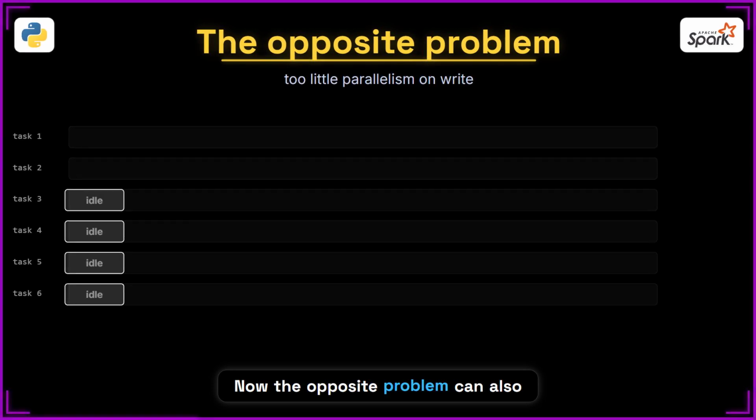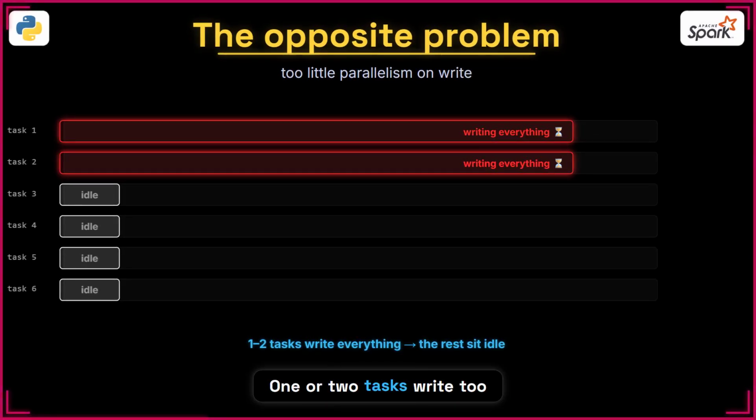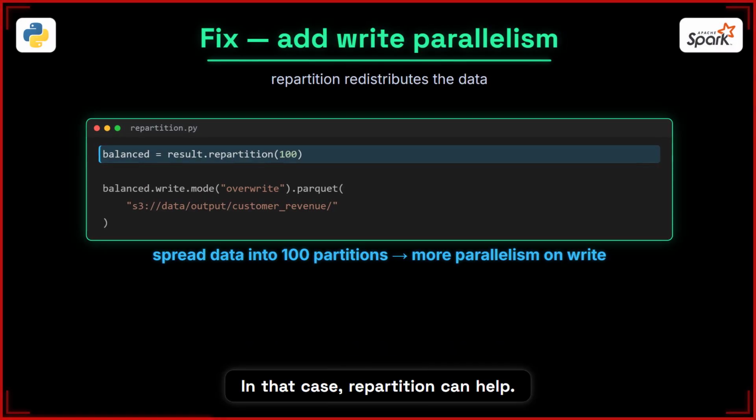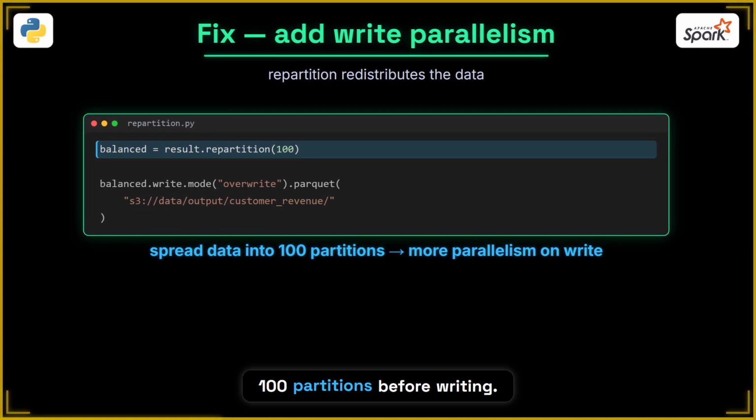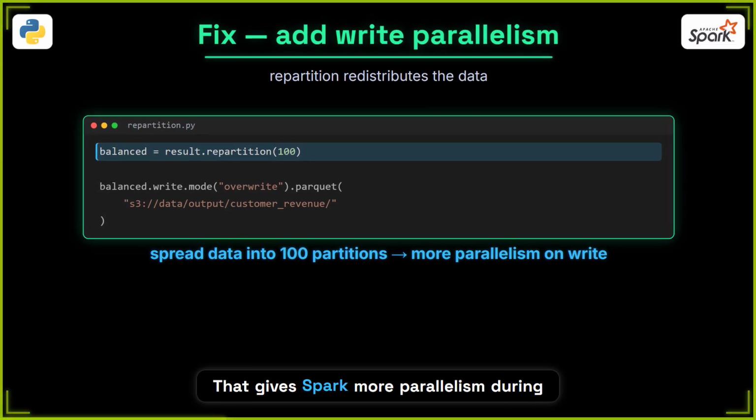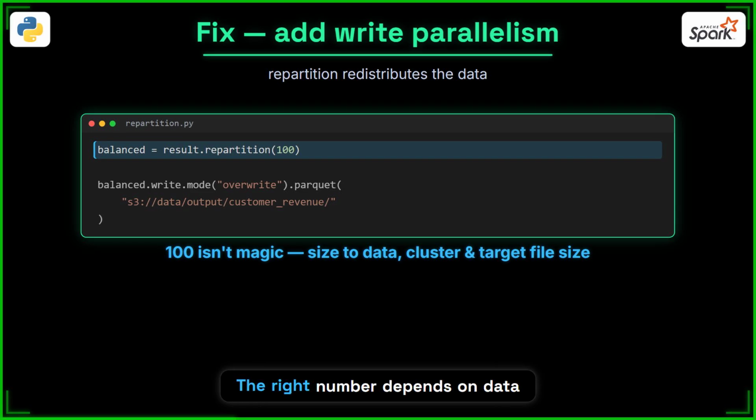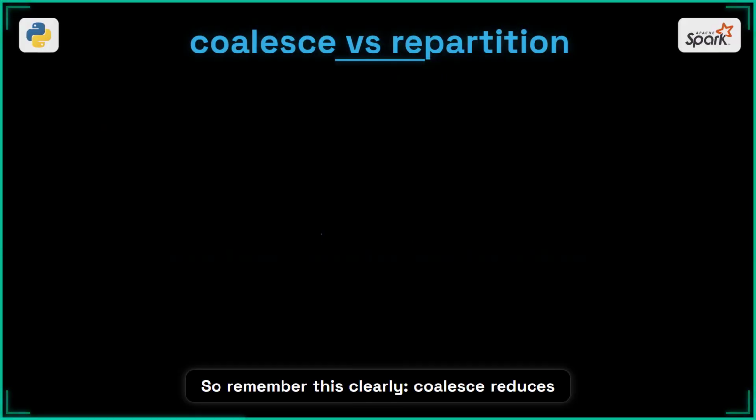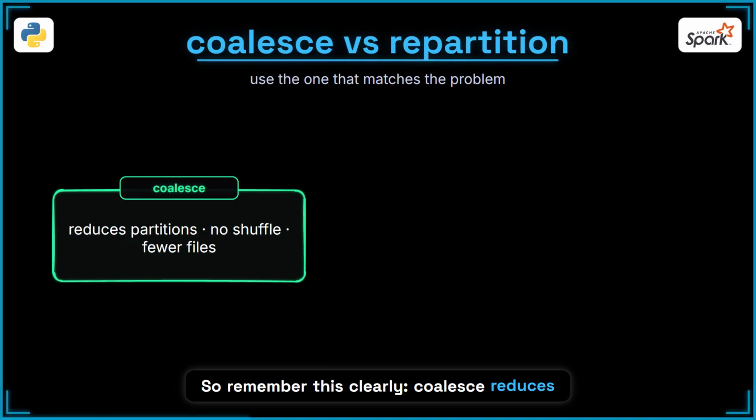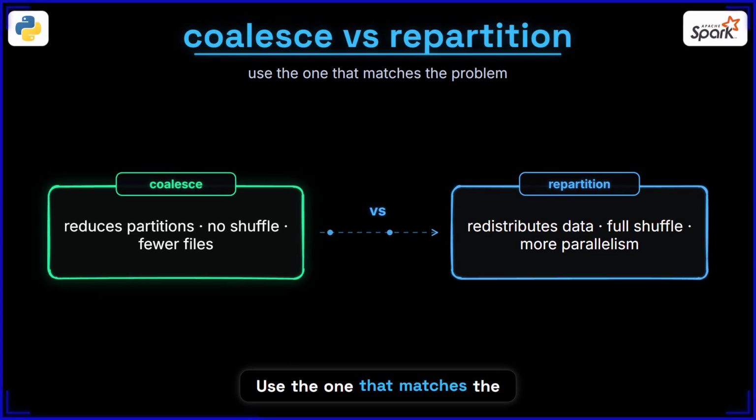Now, the opposite problem can also happen. Sometimes the output has too little parallelism. One or two tasks write too much data. In that case, repartition can help. Here, repartition redistributes the data into 100 partitions before writing. That gives Spark more parallelism during the write. But again, 100 is not a magic number. The right number depends on the data size, cluster capacity, and the target file size as well. So, remember this clearly: coalesce reduces partitions and repartition redistributes the data, and use the one that matches the problem.